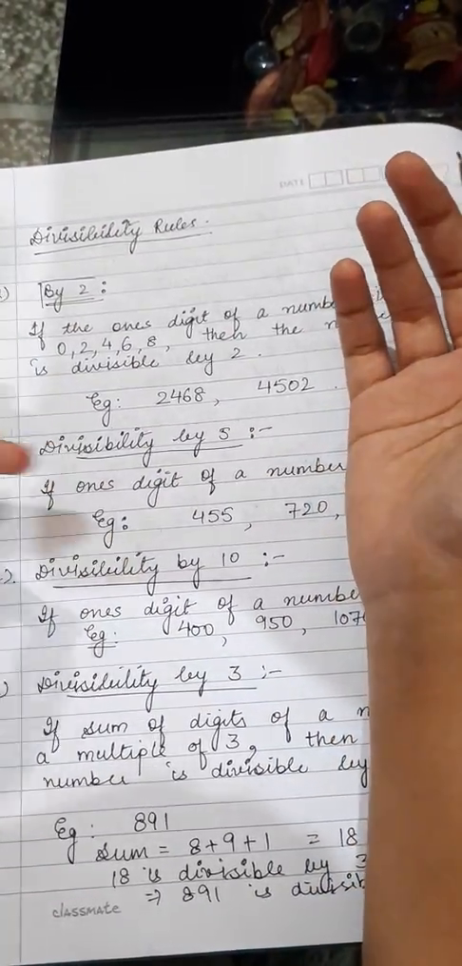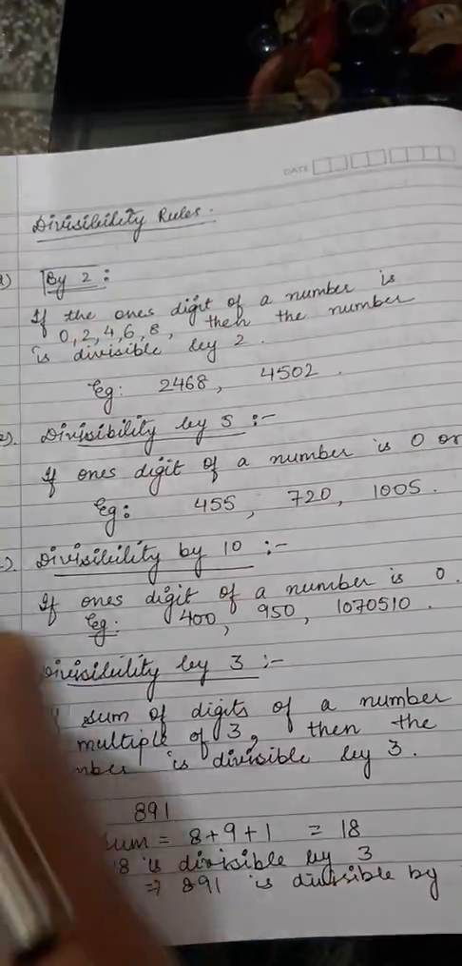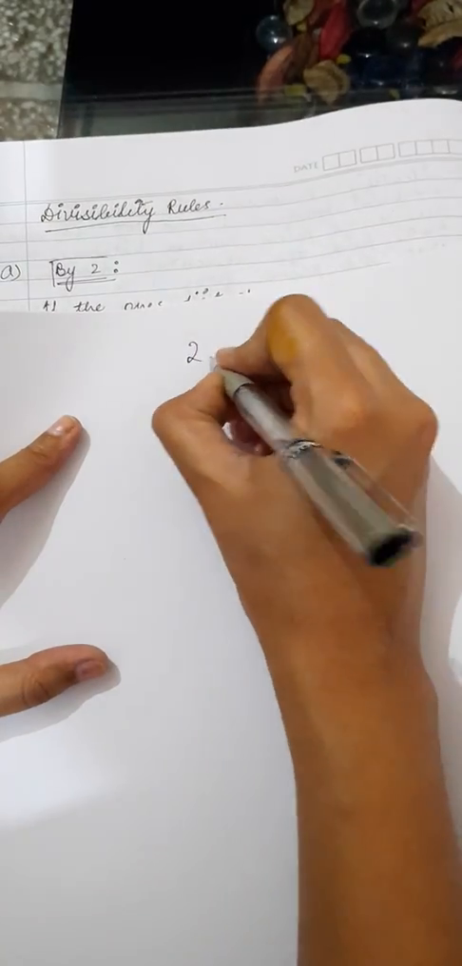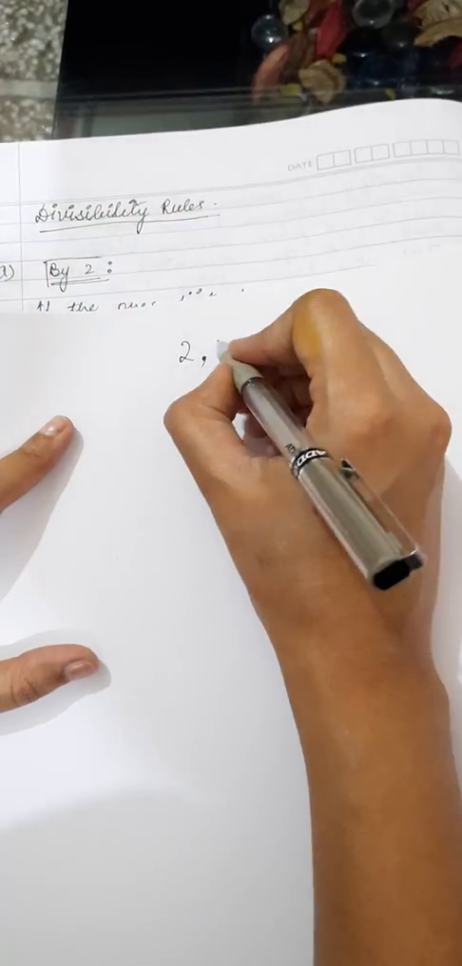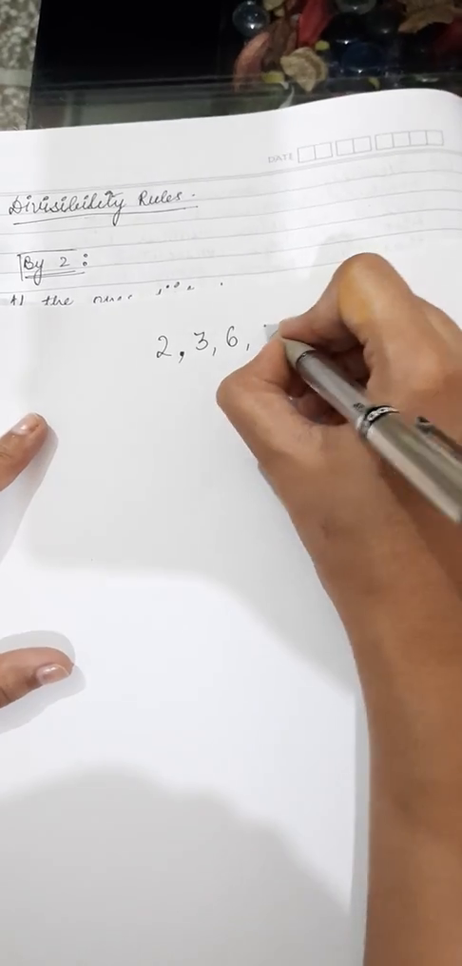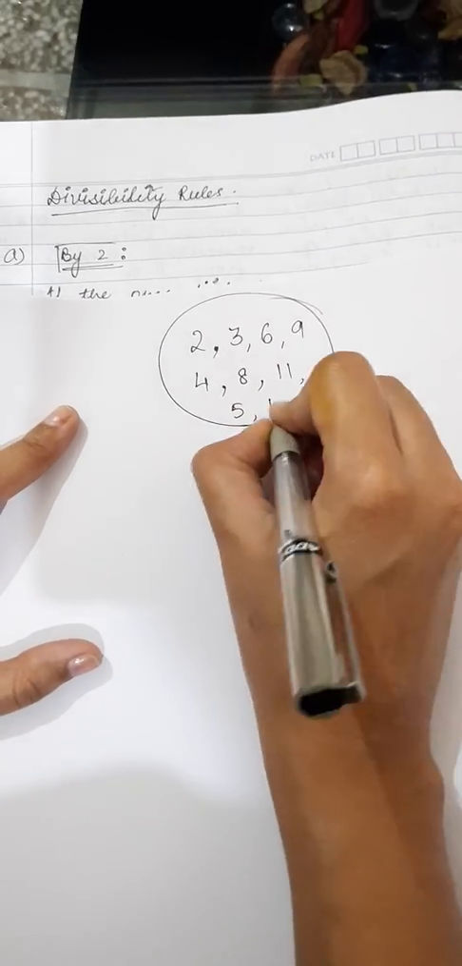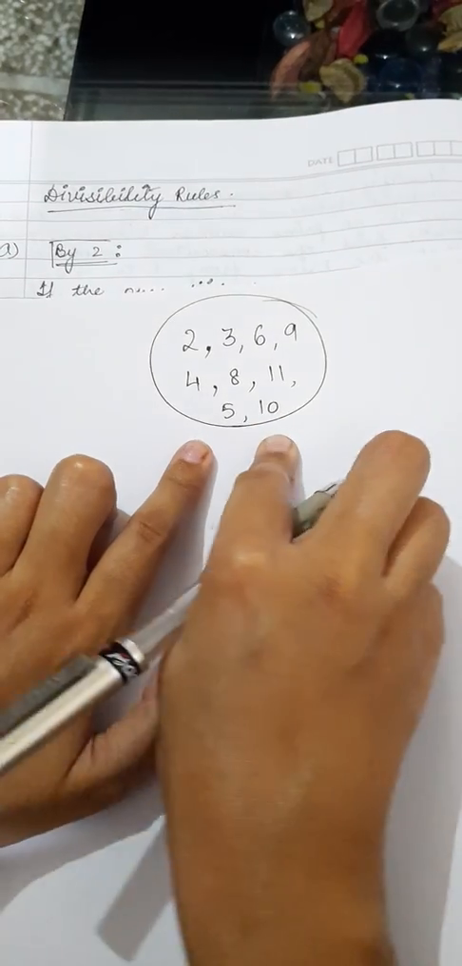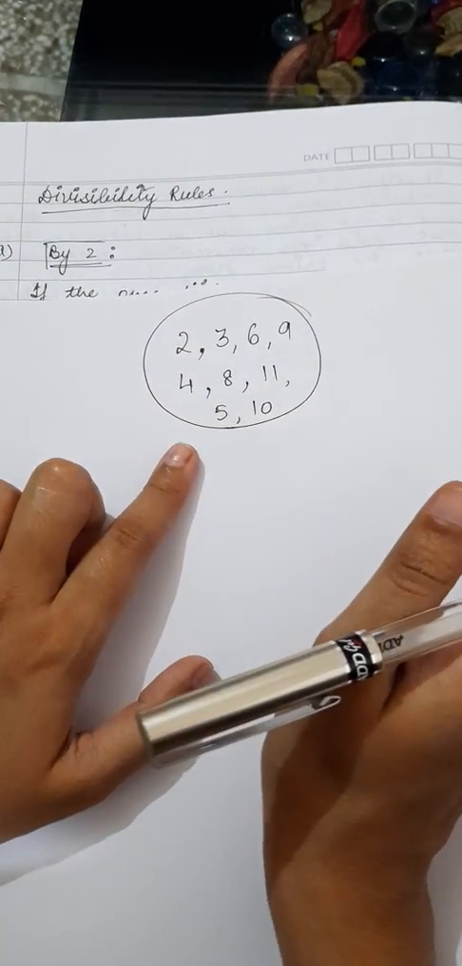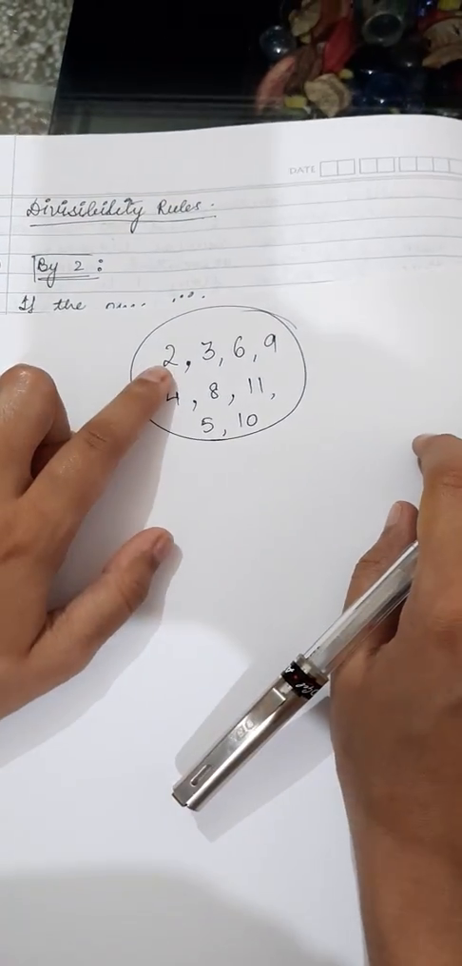So there are certain numbers whose divisibility rules we are going to learn. Firstly, we are going to see 2, 3, 6, 9, 4, 8, 11, and also 5 and 10. These are the numbers whose divisibility rules we are going to learn. Okay, now let us start with 2.